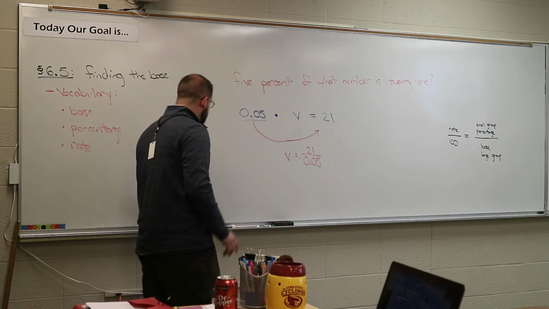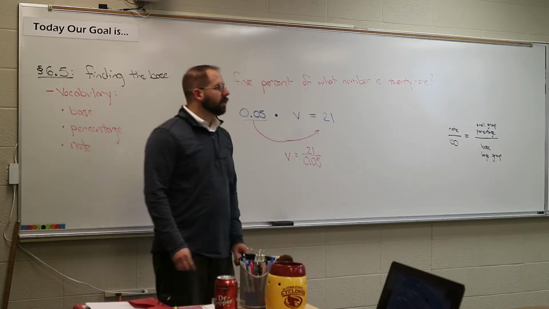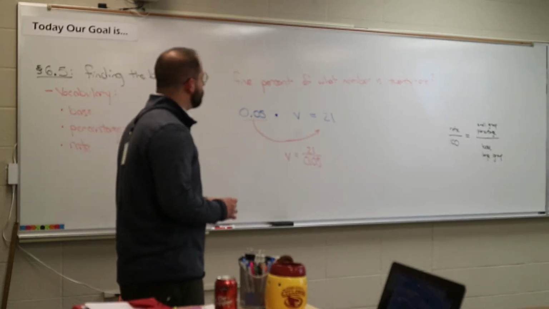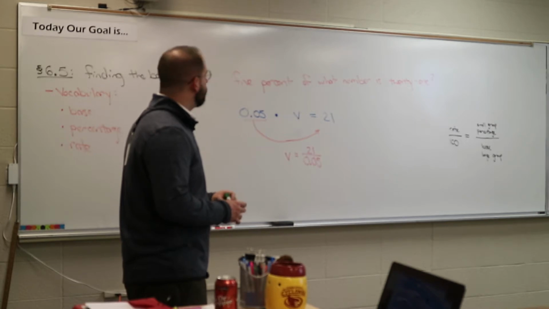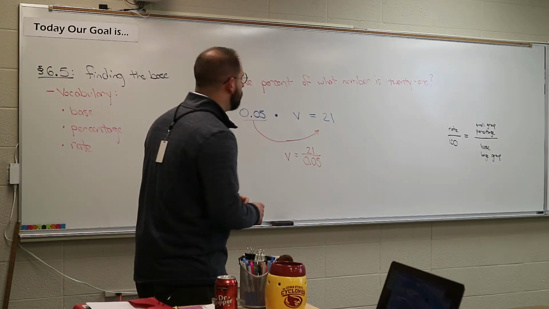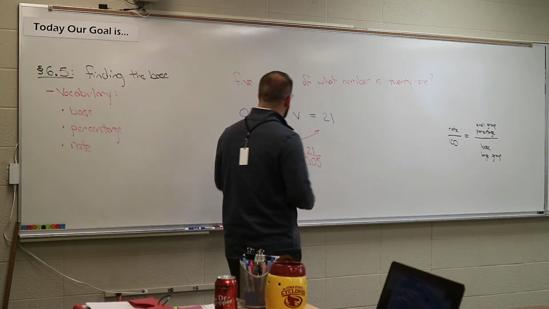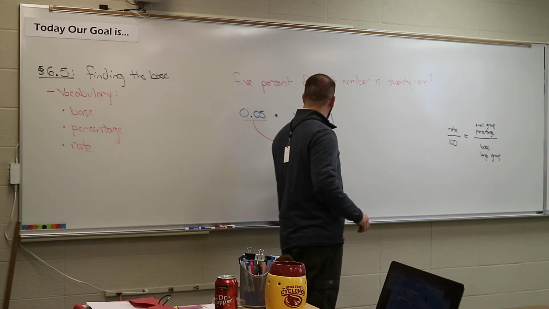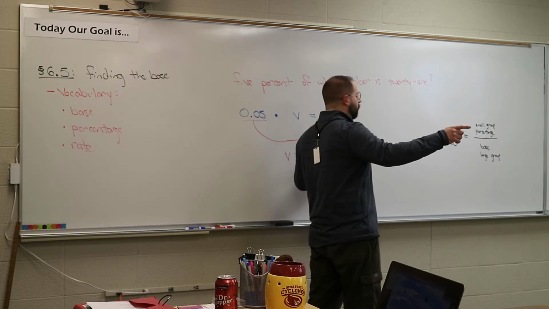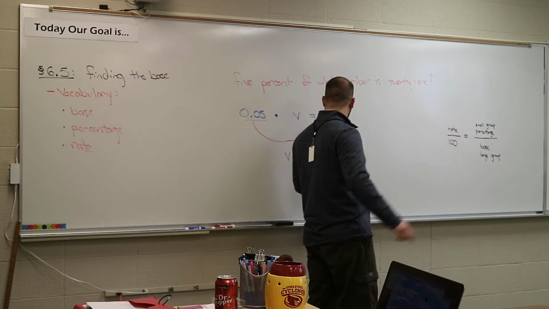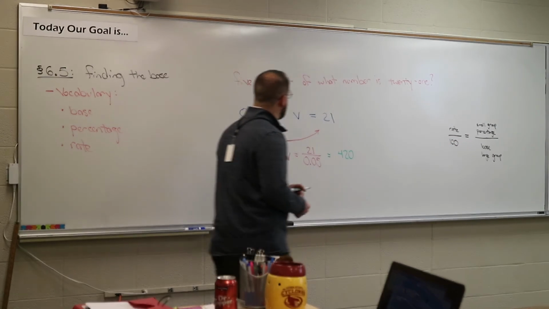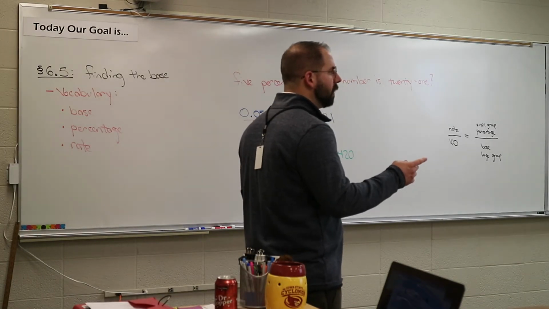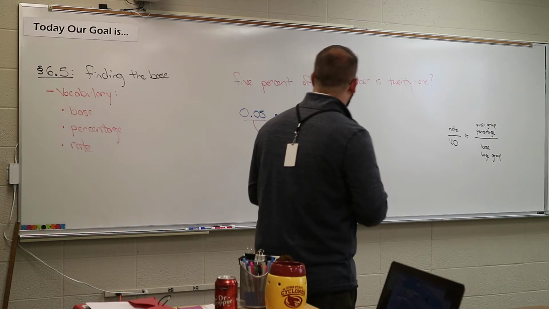Okay, type that in. I'd like to see it. Eric, you're up on my answer this time. Let's see what you get. 21 divided by 0.05 gives you 420. Is that correct? Everyone's got it? Perfect. All right. So that number makes sense to me.